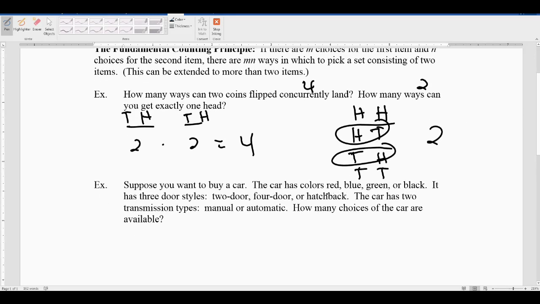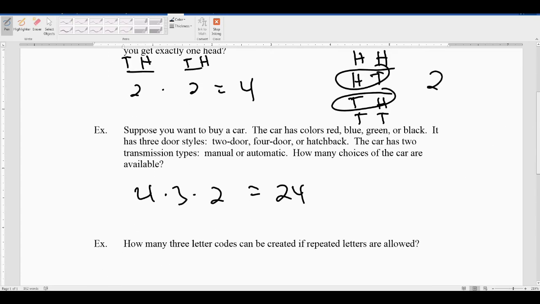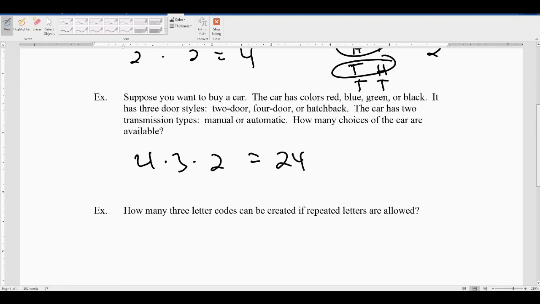Now for this one, you want to buy a car, you've got 1, 2, 3, 4 color choices, 3 door styles, and 2 transmission types. So by the fundamental counting principle, you just multiply them out. 4 times 3 is 12, 12 times 2 is 24. Not so bad. Now let's get to a little bit more creative examples.